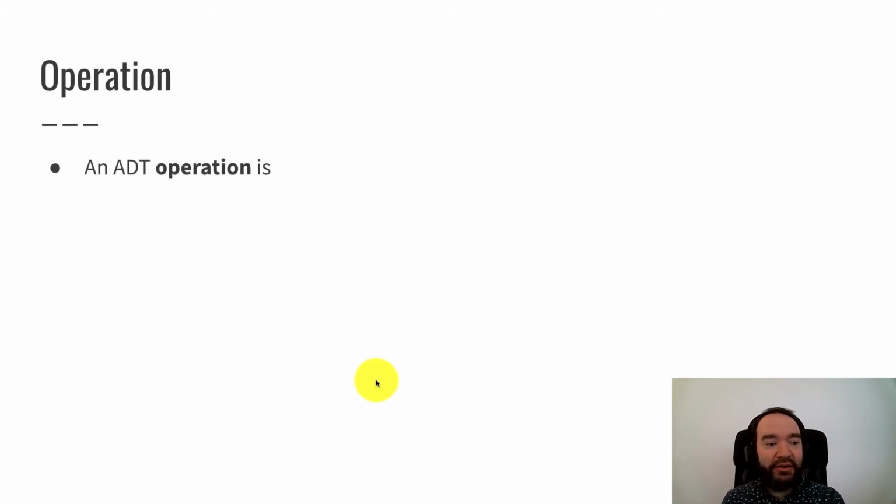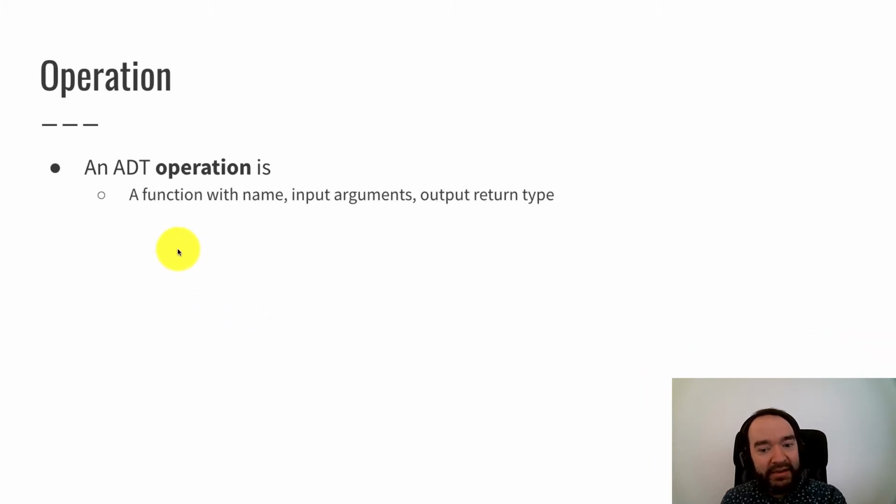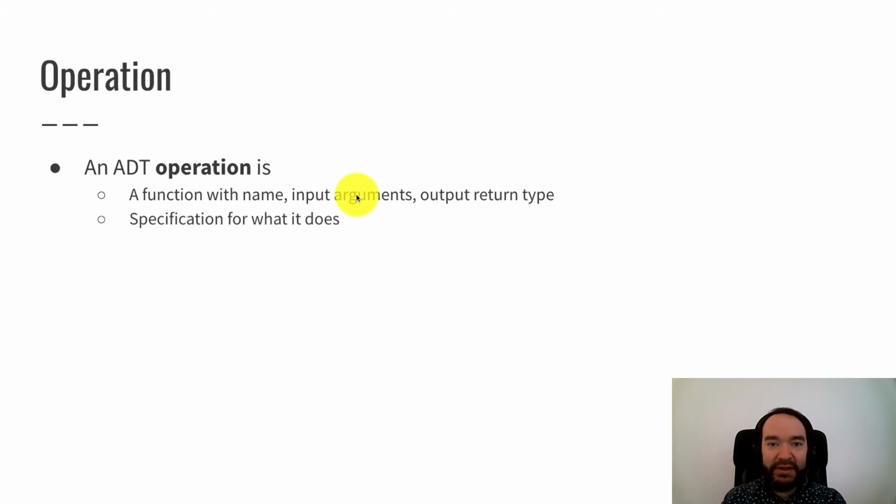So a little bit more about operations. As stated a moment ago, an operation is a function. It's got inputs and outputs. We think of it as kind of an algorithm that does some computation on a data structure. And an ADT operation has a specification for what it does. There's maybe one way of breaking this up into kind of routine operations and more interesting ones.